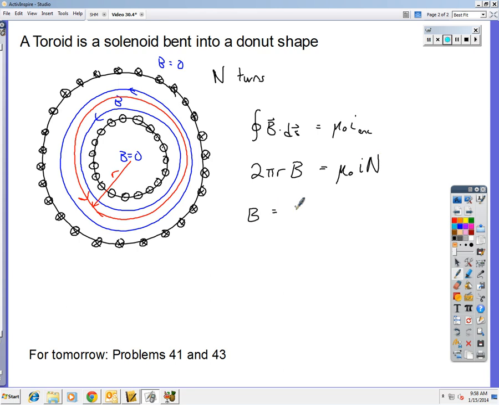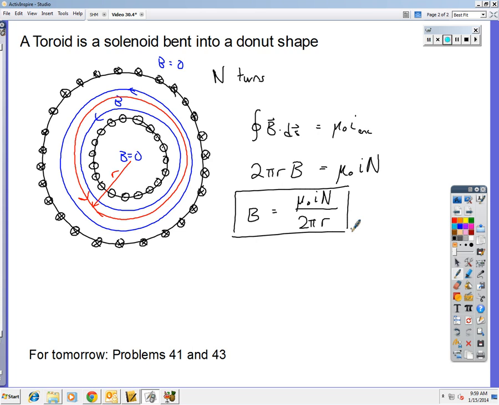Rearranging that gives us B equals mu naught I N over 2 pi r. And that, of course, is if r is within the toroid. If r is either smaller than the inner radius or larger than the outer radius, B is equal to 0. Again, not something you probably need to memorize, but something you need to be able to derive.